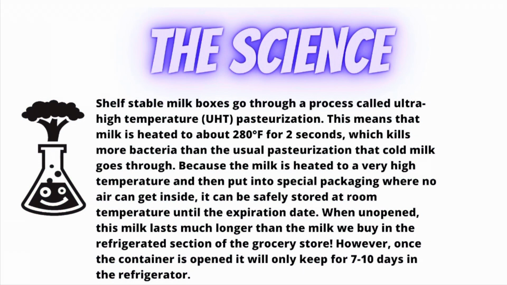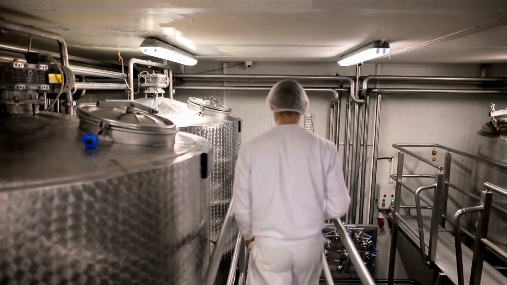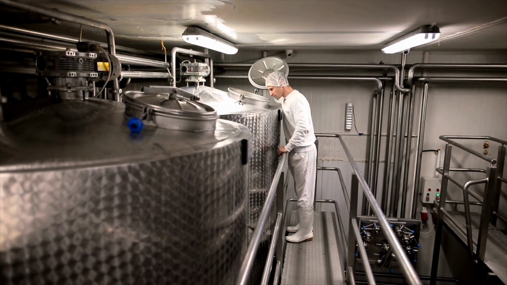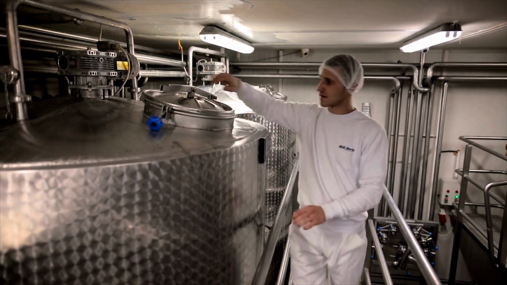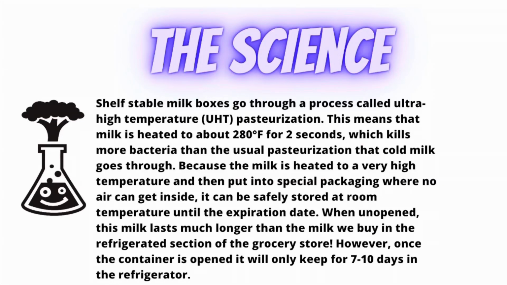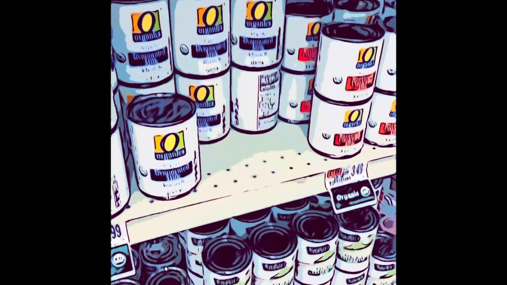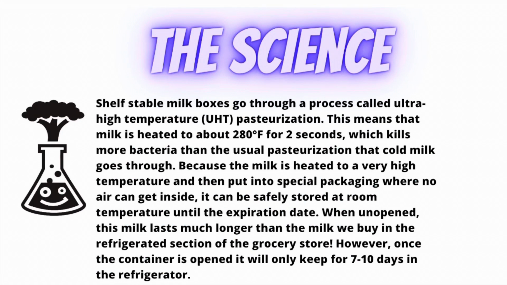So here's the science. Shelf-stable milk boxes go through a process called ultra-high temperature, UHT, pasteurization. This means that milk is heated at about 280 degrees Fahrenheit for only 2 seconds. This kills more bacteria than the usual pasteurization that cold milk we find in the refrigerator section of our grocery store goes through. Because the milk is heated to a very high temperature and then put into special packaging where no air or oxygen can get inside, it can be very safe, stored at room temperature until the expiration date. You can find this milk in the aisles of the grocery store.